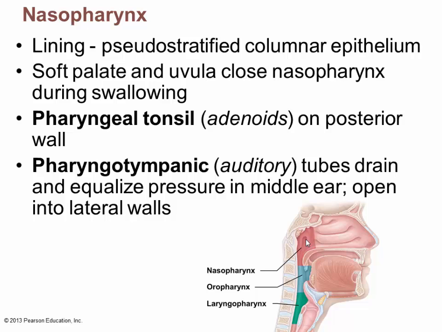So the ear actually drains down into the nasal passageway, or the back of the nasal passageway, into the nasopharynx. It opens up into the lateral wall, so on either side of the wall in this nasopharynx region, you're going to find an auditory tube from each ear.